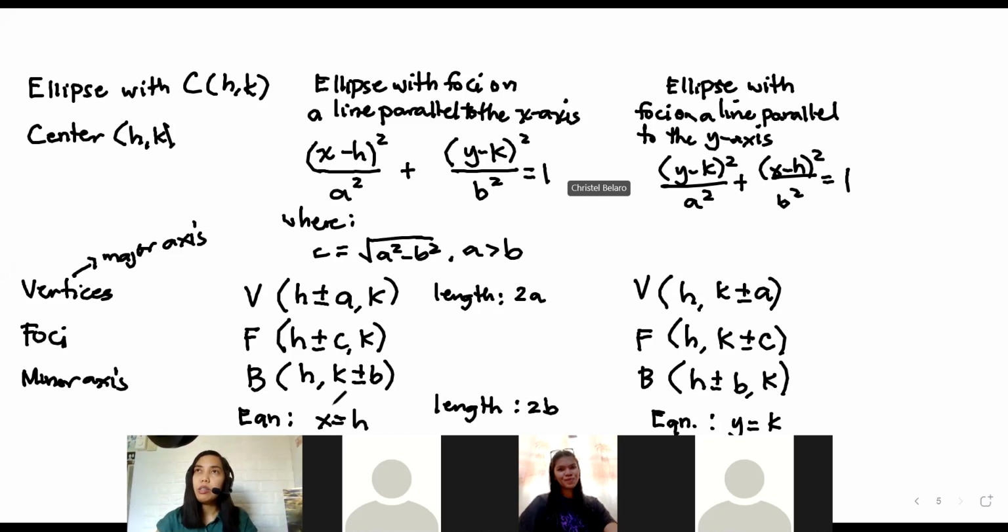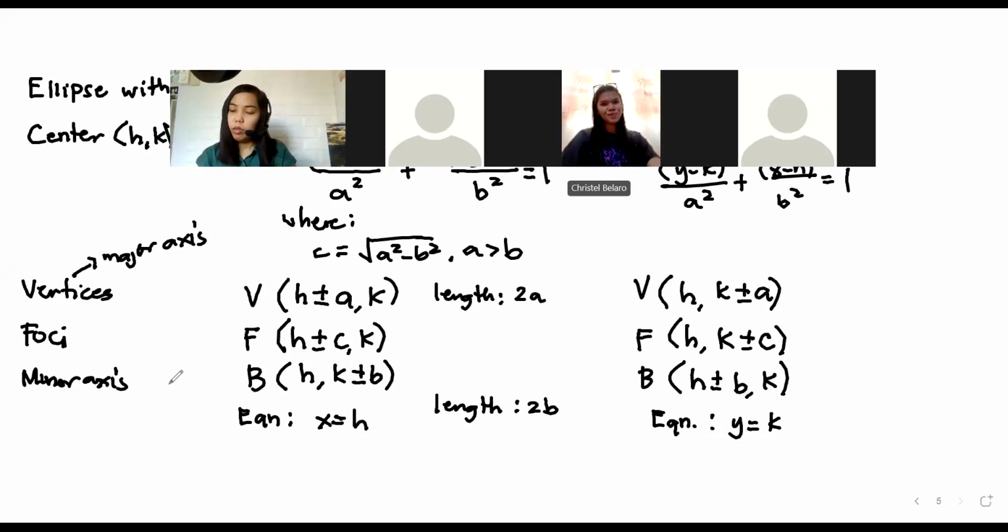X equals h, that is parallel to the y-axis. Pag in-imagine nyo yung line na yan, okay? That is parallel to y, so ibig sabihin ang direction niyan, vertical. Pag parallel naman sa x-axis, horizontal ang direction.